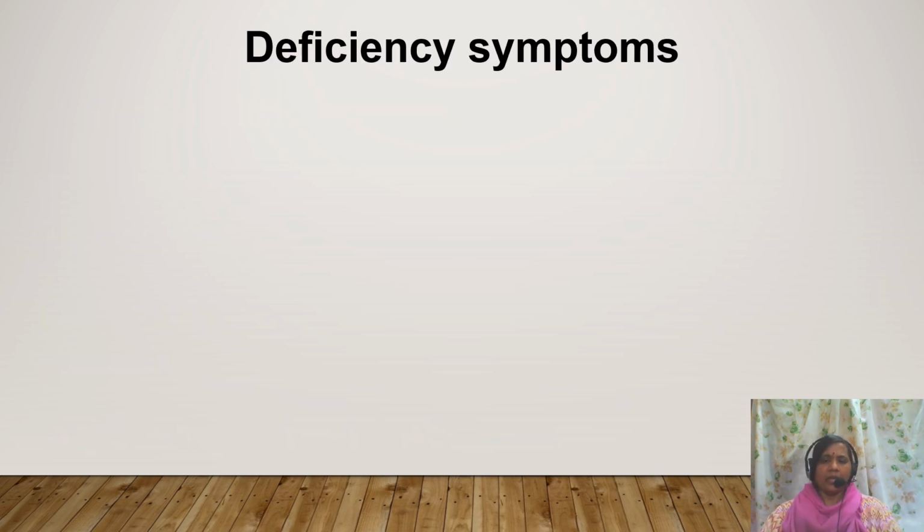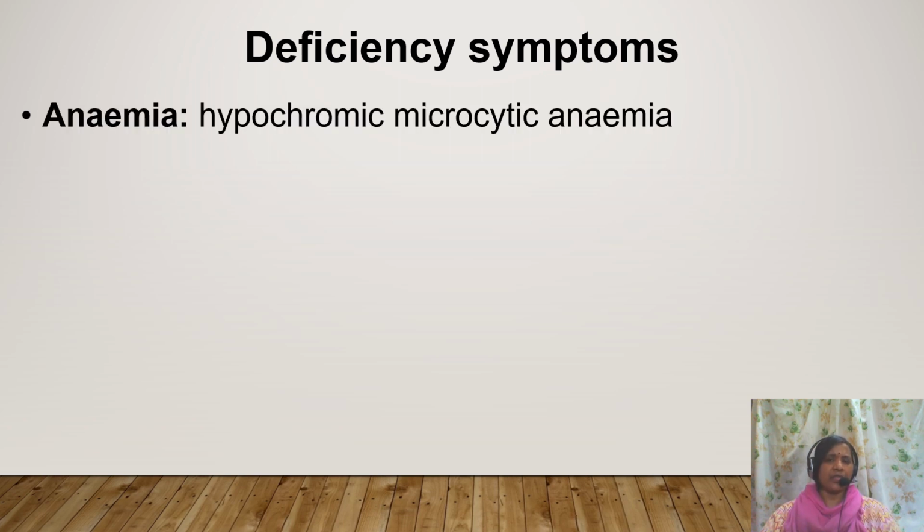Okay, now after knowing about the causes of deficiency of this vitamin, let us learn the deficiency symptoms of vitamin B6 or pyridoxine. The deficiency leads to a type of anemia called hypochromic microcytic anemia. Here, as the name itself suggests, the RBCs or red blood cells are smaller in size than their usual size. That is why they are called microcytic. And hypochromic refers to having a less red color.